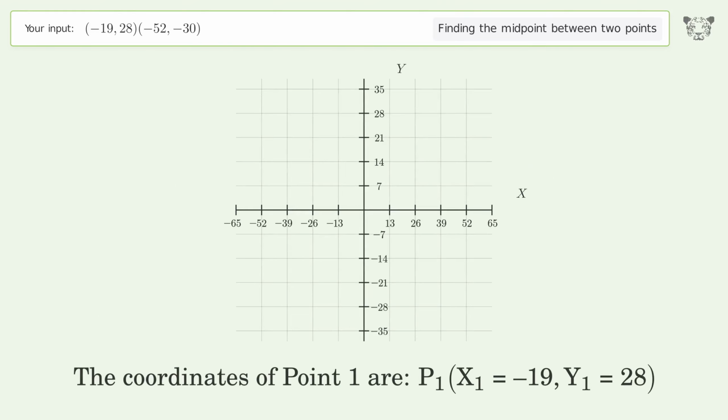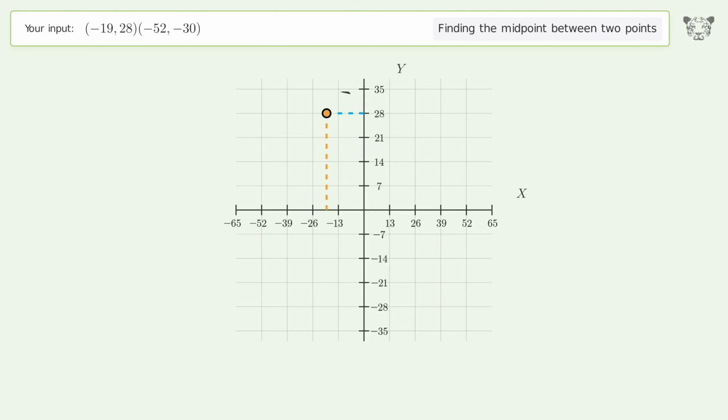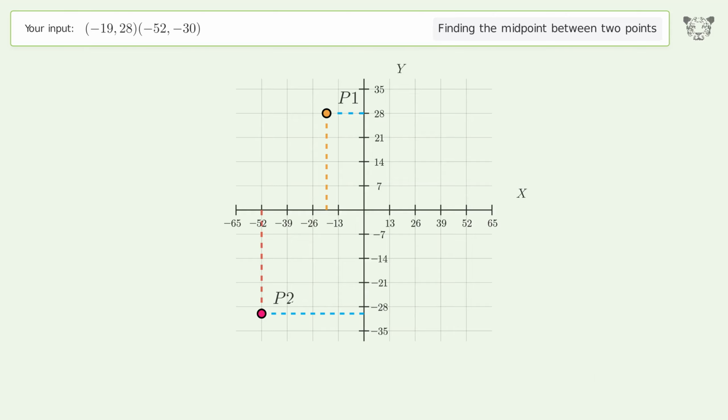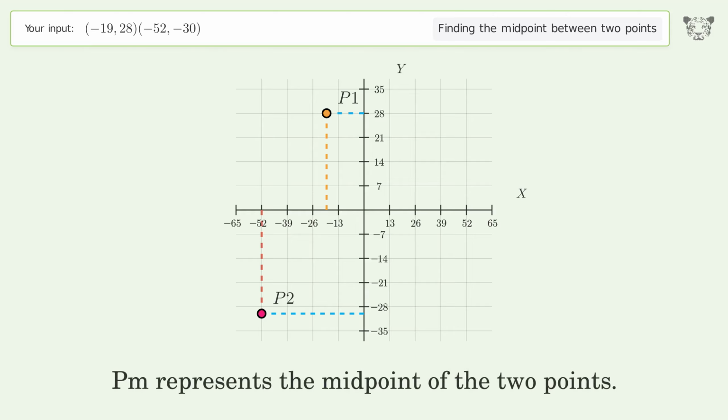The coordinates of point 1 are x1 equals -19, y1 equals 28. The coordinates of point 2 are x2 equals -52, y2 equals -30. PM represents the midpoint of the 2 points.